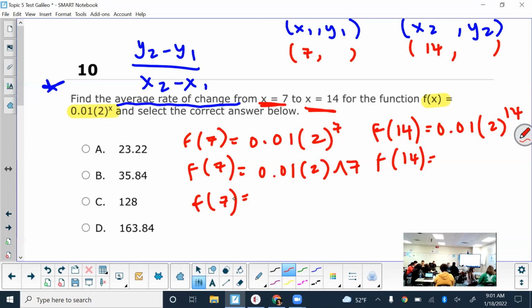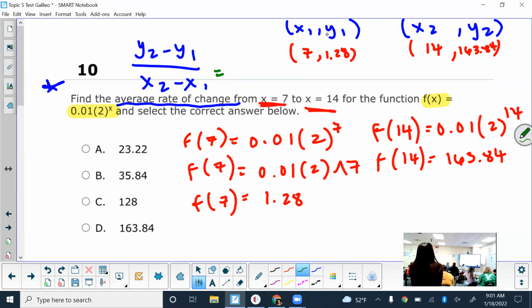So when I enter 7 for the x, I get 1.28. Is that what you guys got? Yeah. Okay, good. And then when I plug in 14 for the x, I get 163.84, which makes that my y value for this one. Now is when we can put it into this formula that's in blue, now that we have the x's and the y's. Questions so far?